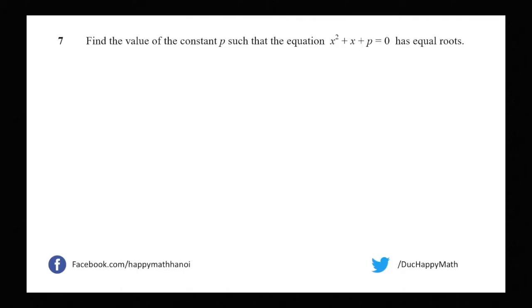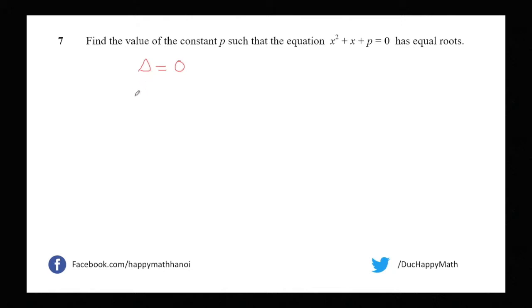Question 7. Find the value of the constant p such that the equation x squared plus x plus p equal to 0 has equal roots. Equal roots means the delta, the discriminant, has to be equal to 0.